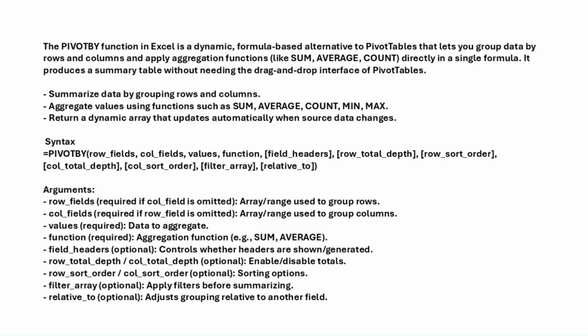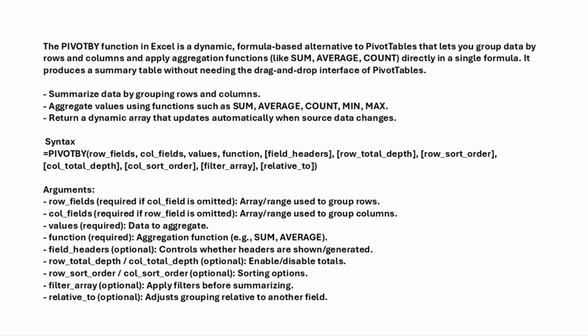PIVOTBY function in Excel. The PIVOTBY function in Excel is a dynamic, formula-based alternative to pivot tables that lets you group data by rows and columns and apply aggregation functions like sum, average, count directly in a single formula. It produces a summary table without needing the drag-and-drop interface of pivot tables. Summarize data by grouping rows and columns. Aggregate values using functions such as sum, average, count, and min-max. Return a dynamic array that updates automatically when source data changes.